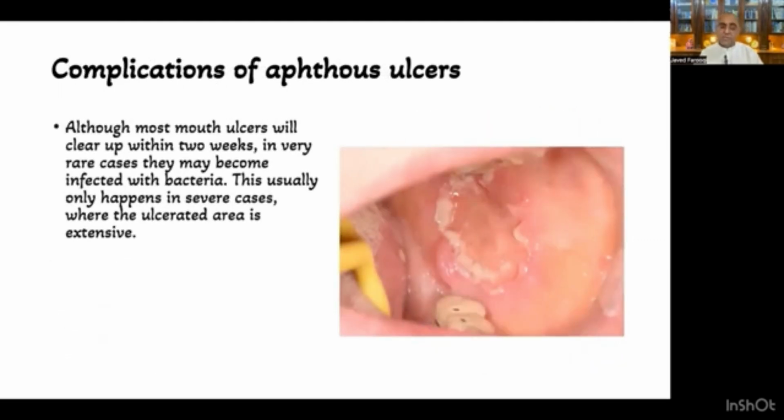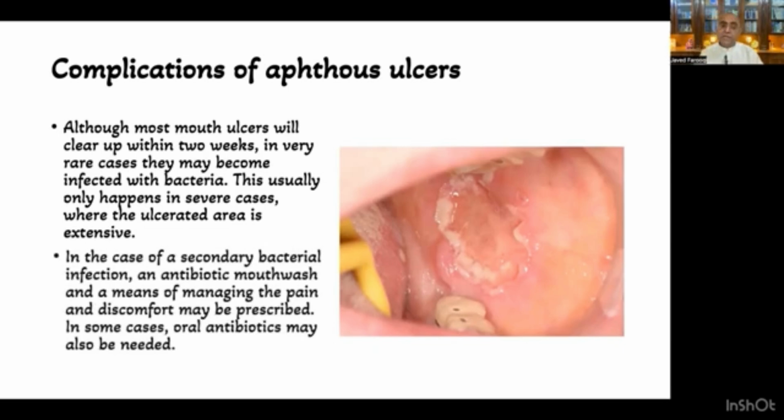What are the complications? Although most mouth ulcers will clear up within 2 weeks, in very rare cases, they may become infected with bacteria. This usually only happens in severe cases where the ulceration area is extensive. In the case of secondary bacterial infection, an antibiotic mouthwash and a means of managing the pain and discomfort may be prescribed. In some cases, oral antibiotics may also be needed.